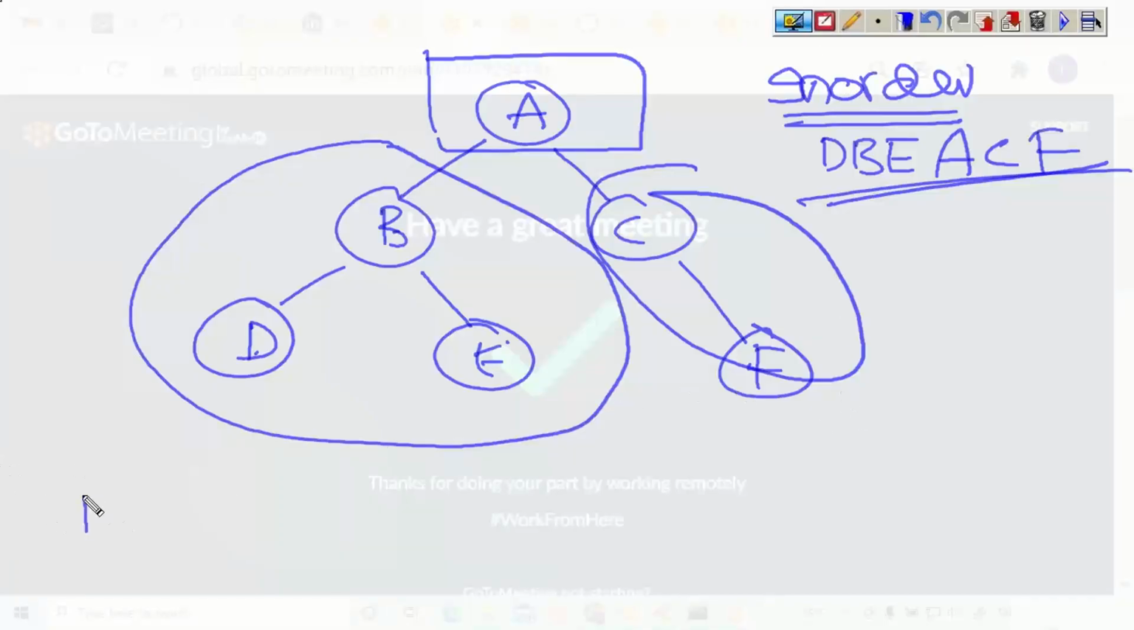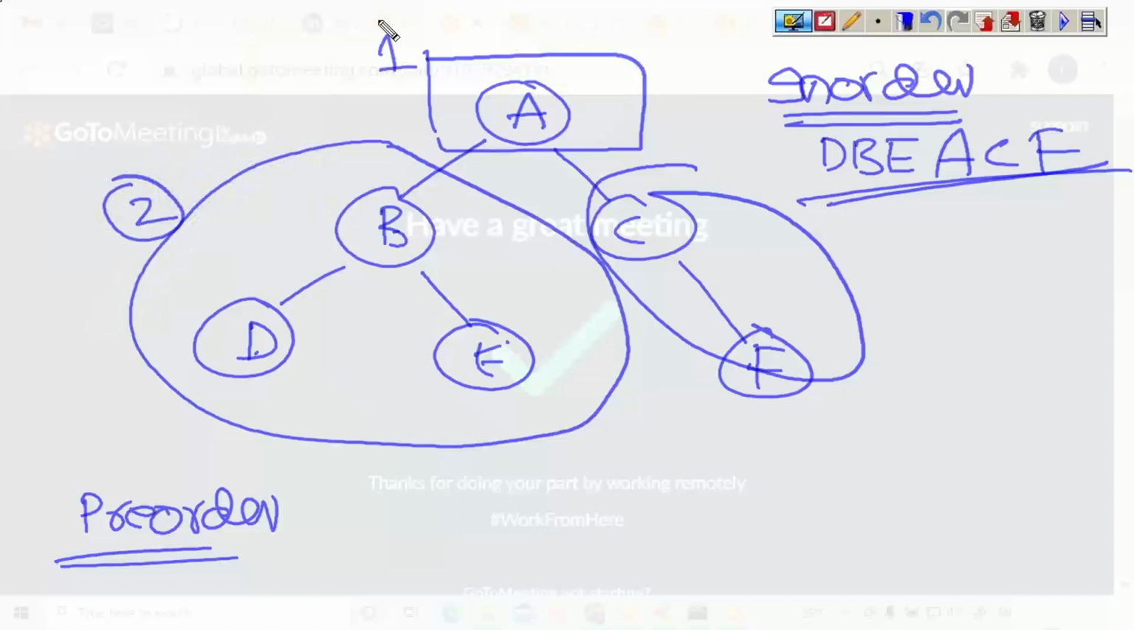Let's go for pre-order. In case of pre-order, first one is root. Second one is left child. Right side is the third one. First root, pre-order. It is starting with root. Then it has to come to the left side. In the left side, again there is a tree. B is a root. D is the left side, E is the right side.